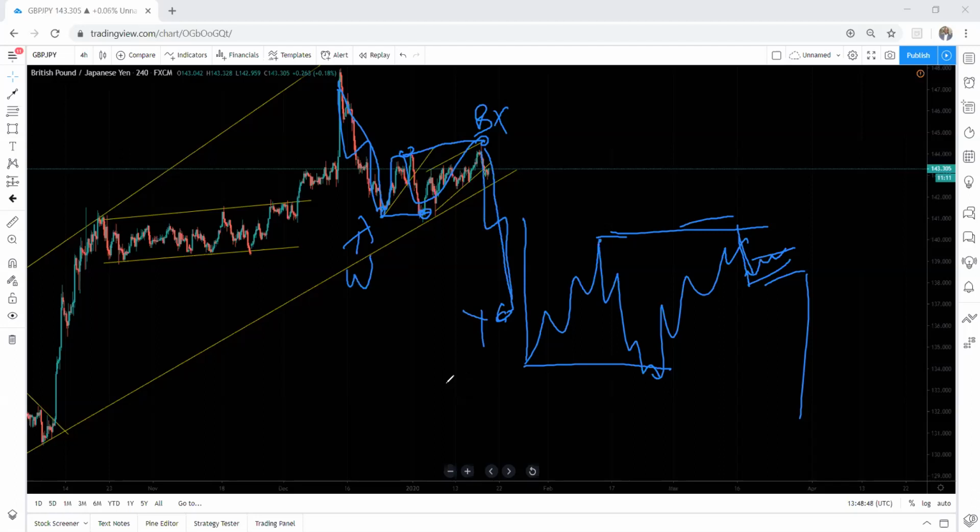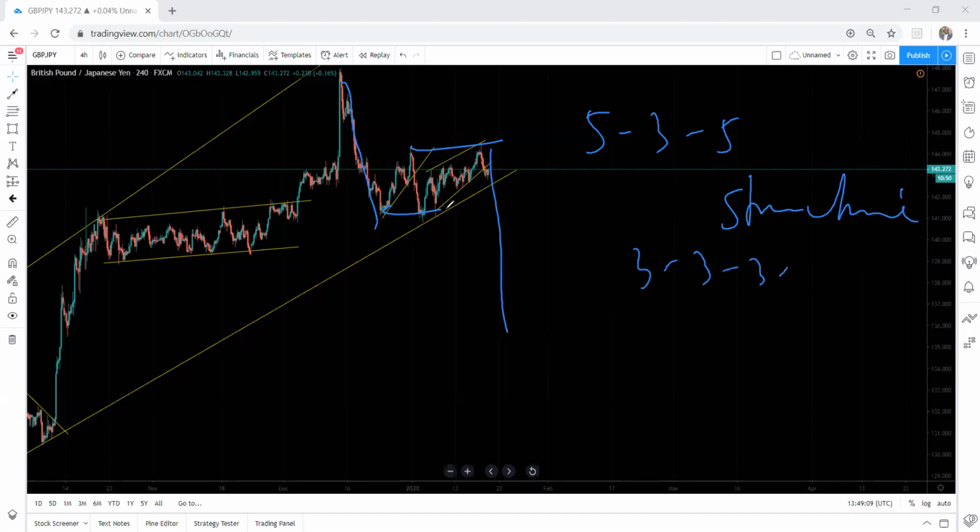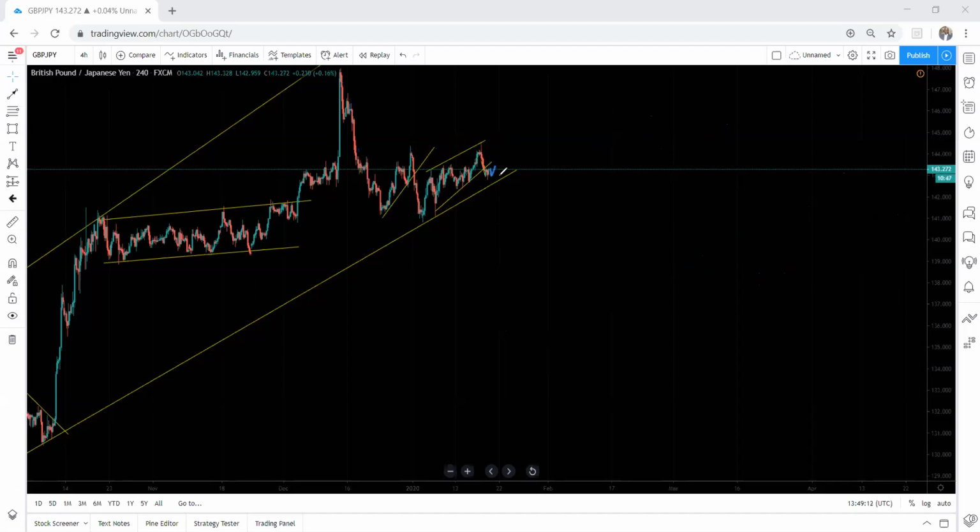But in this scenario, we do not have a three wave structure here. It's an impulse, a clear impulse. Then this is a three wave structure, and then a clear impulse. This is a 5-3-5 structure, and a 5-3-5 structure cannot be said to be WXY. WXY is a 3-3-3 structure. So you expect this to drop. Let it gather enough data here to drop to the downside. As it is now, you can just leave it, let it develop.